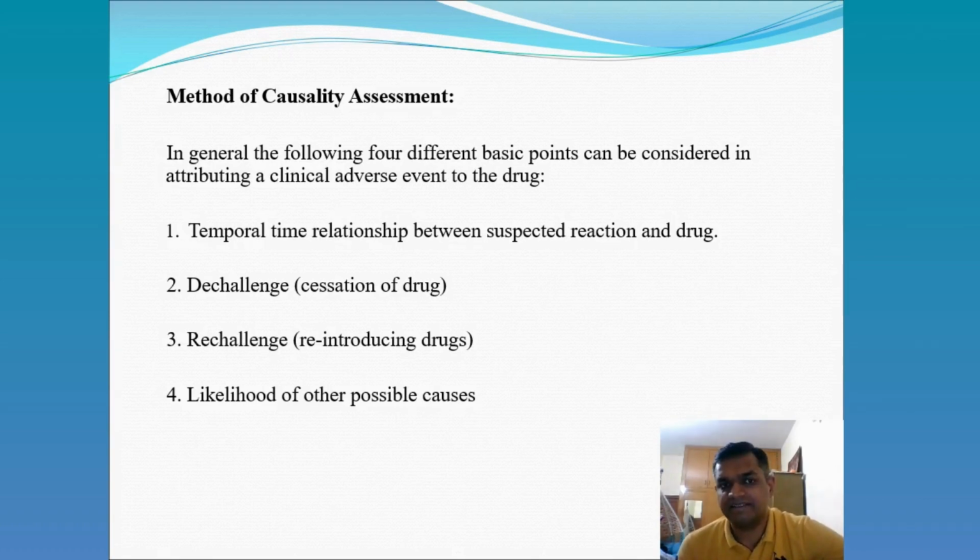Now we discuss the method of causality assessment. A causality assessment will be analyzed by considering four different basic points for attributing a clinical adverse event to the drug. First, we will analyze the temporal relationship between the suspected reaction and the drug. Second, we can go for the de-challenge step, in which the cessation of the drug is involved. Third is the re-challenge process, where the reintroduction of the drug is involved. And lastly, we can analyze the likelihood of other possible causes.